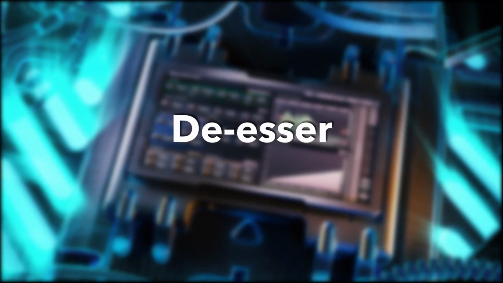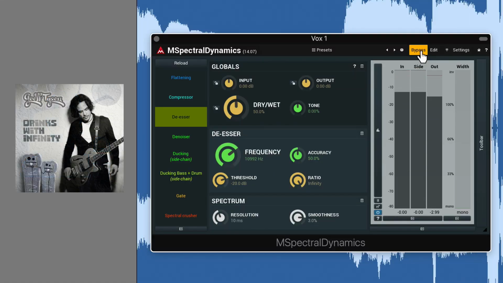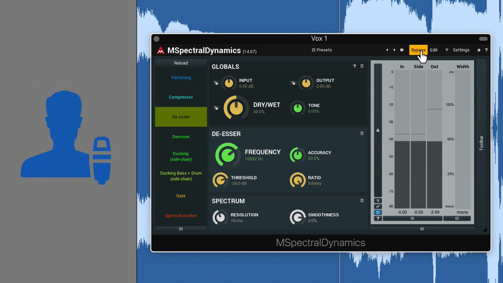The De-esser smartly targets only those frequencies that actually need processing for more natural sounding sibilance control.